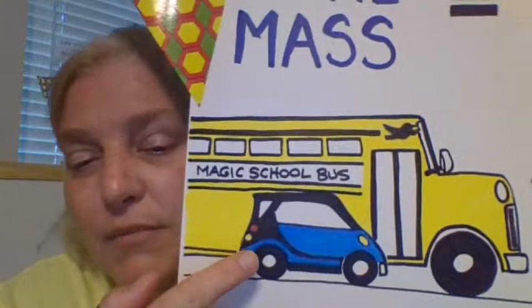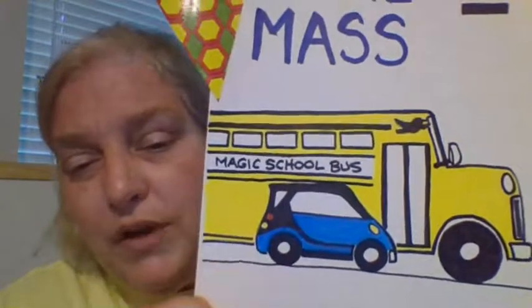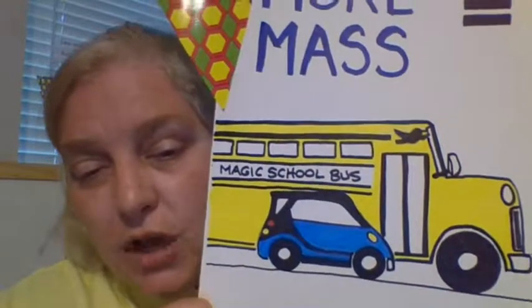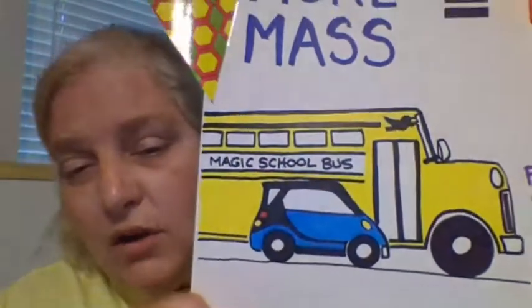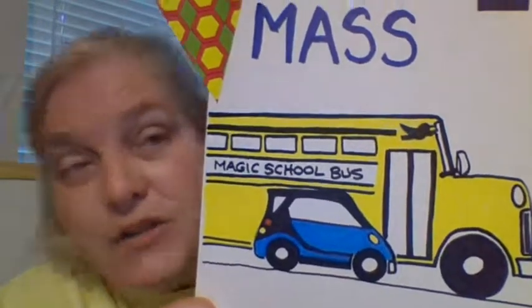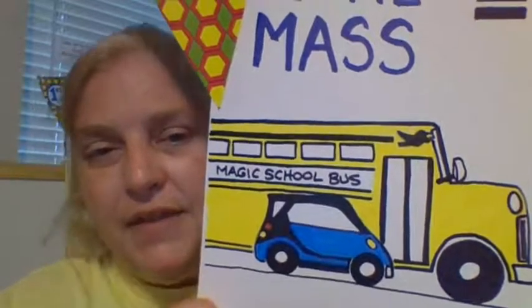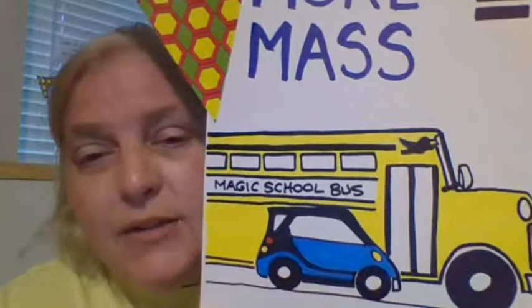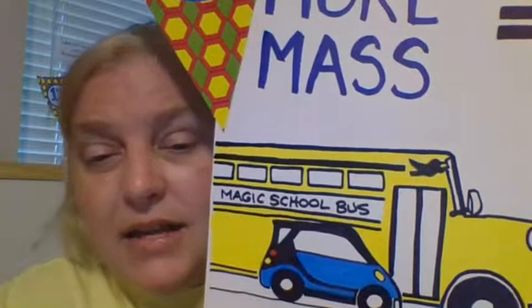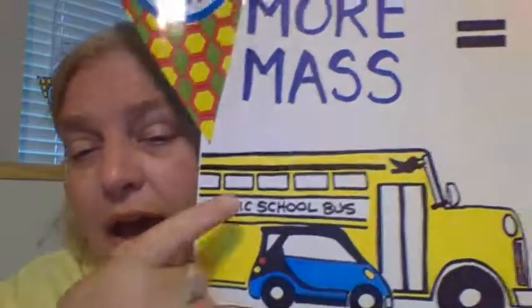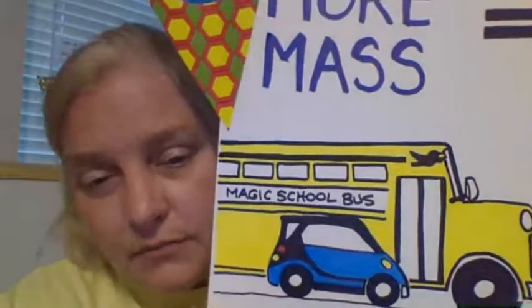You don't need as much force to make the smart car move because its mass is a lot smaller. So if you had a school bus and a smart car at a stoplight, and the school bus looks over at the smart car and the smart car looks over at the school bus, and they decide for some strange reason that they're going to race, it's pretty likely that the smart car is going to win. It doesn't need nearly as much force to get moving from that stop as the school bus does.